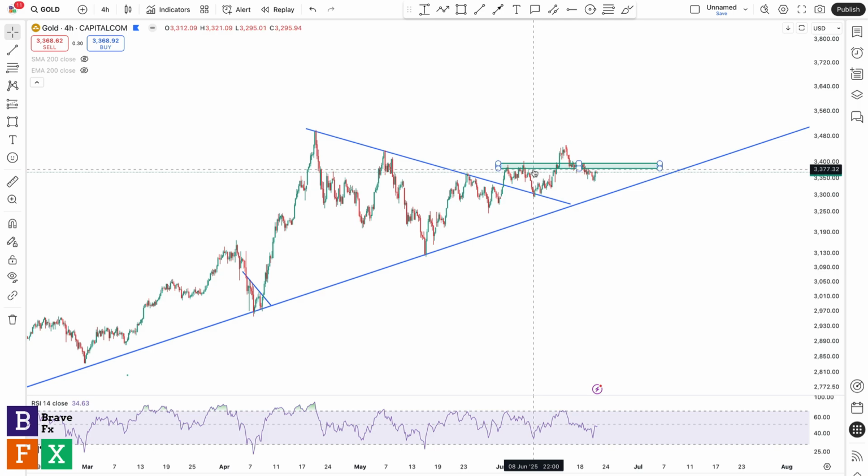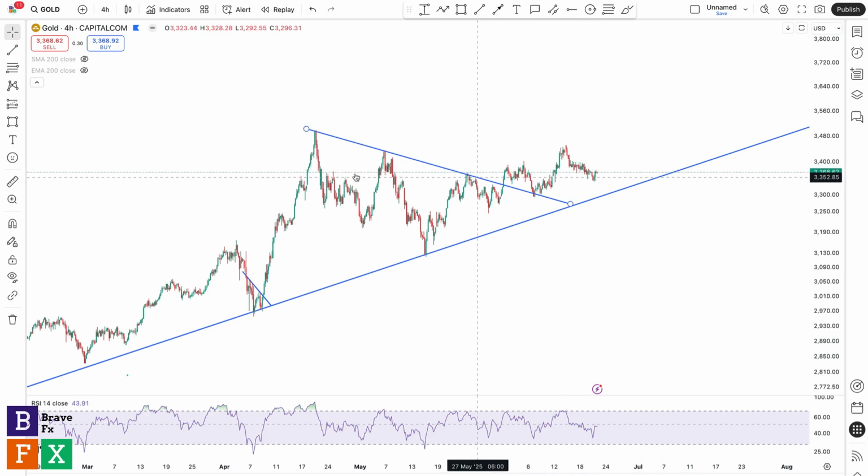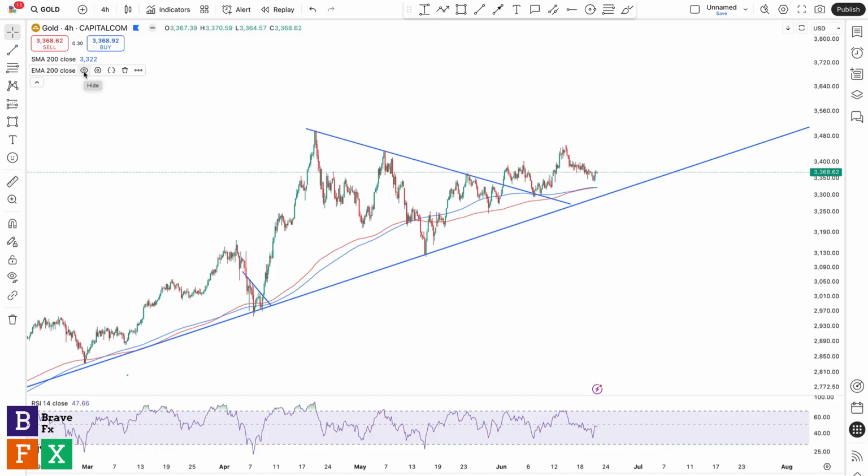So I don't think we are still gearing up for a good bullish move to the upside, because if you pull up the moving average, so the 200 EMA and SMA on the 4 hours time frame, you can see that we are trading closely above that moving average right now.